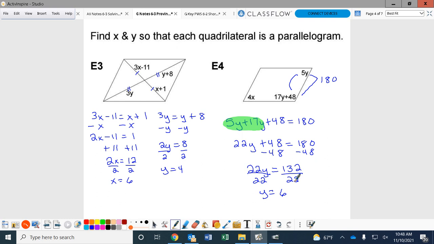Okay guys, this is one of those ones where you gotta use one to get the other, because we don't have anything to set 4x equal to. But we can plug this 6 back into the one that is directly across from it, because these would be equal. And I would make it 5 times 6, which would be 30. And I can set 4x equal to 30.